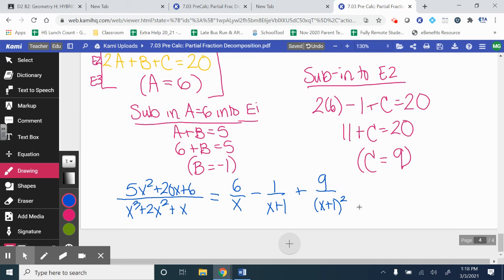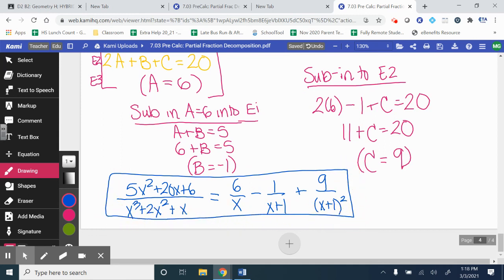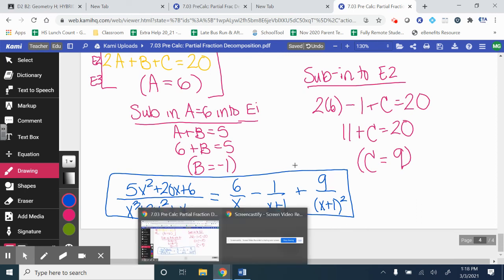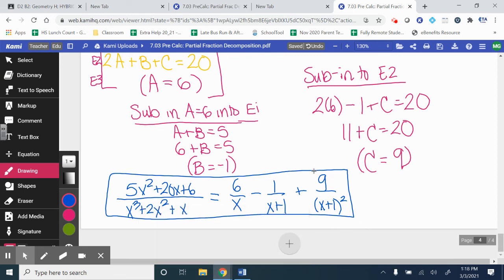Okay, and that is your final answer. Okay, and again, you can check this by getting common denominators here on the right-hand side and then adding them all up together, or even doing that clear out method again and seeing that the numerators end up equaling each other. So I'll let you guys do that part on your own to check.